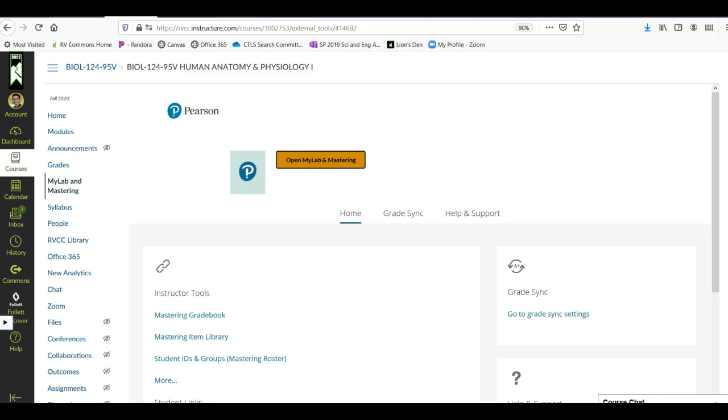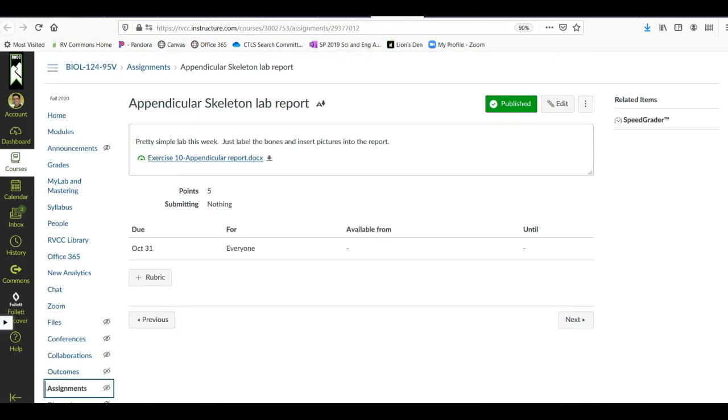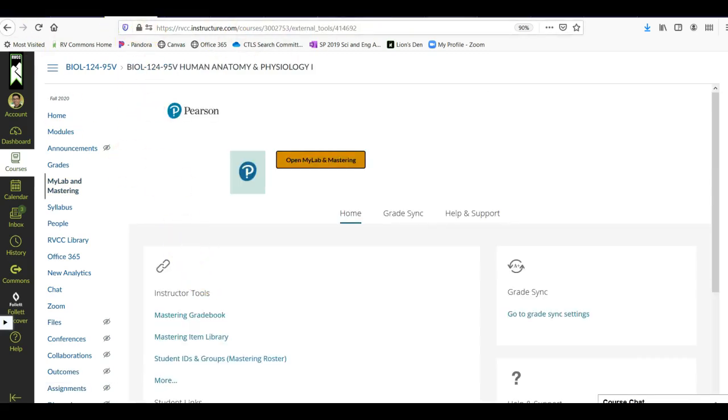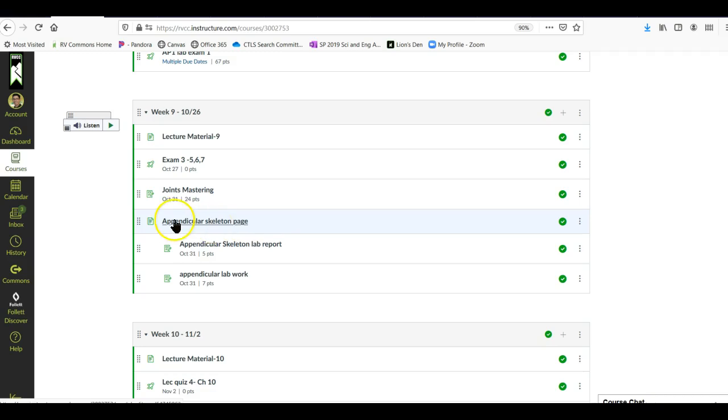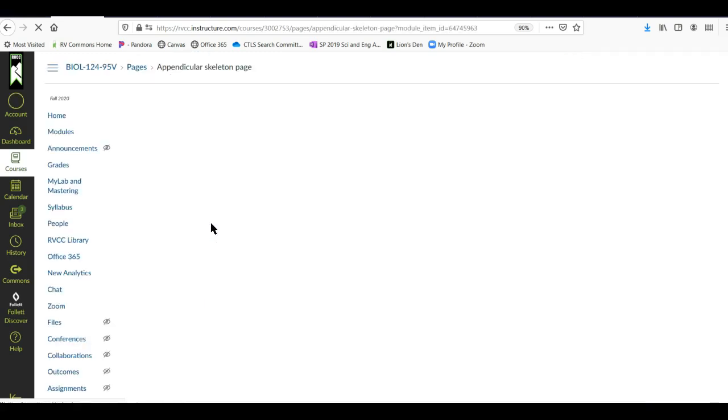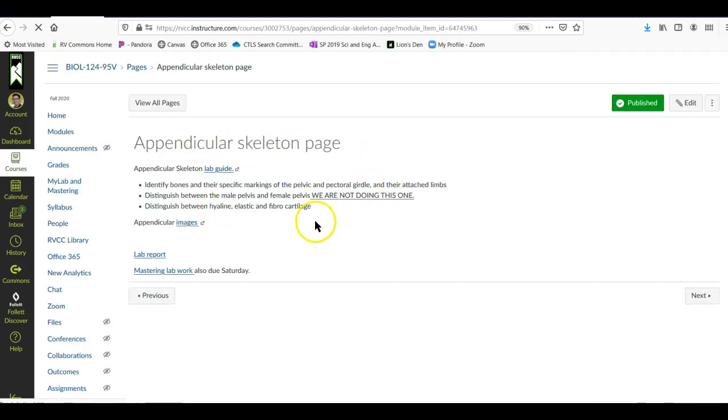So again, let me get back to, sorry, I'm skipping all over the place. I lost the lab page. Let's just click on the lab. So again, you've got your lab report and your appendicular lab work. That's the thing in Mastering. You can access it from the modules page or from the appendicular skeleton lab page. Lab guide, images, lab report, Mastering lab work is all there. Pretty straightforward. I guess that's it. Good luck with this week's lab.